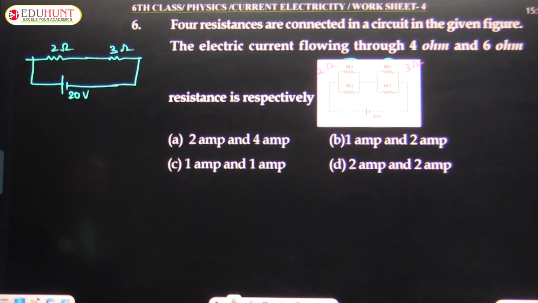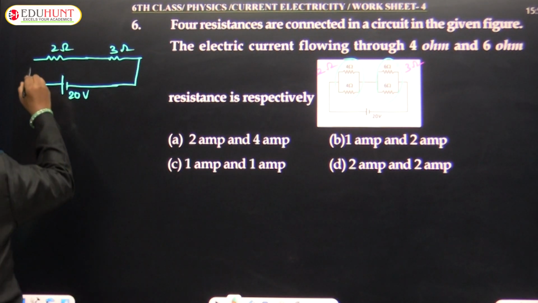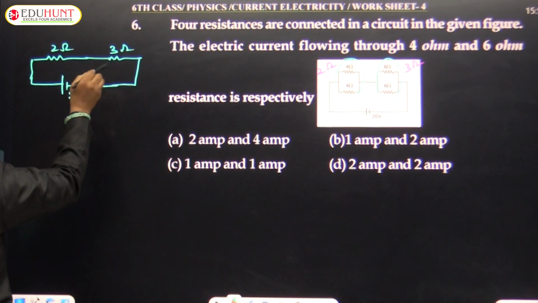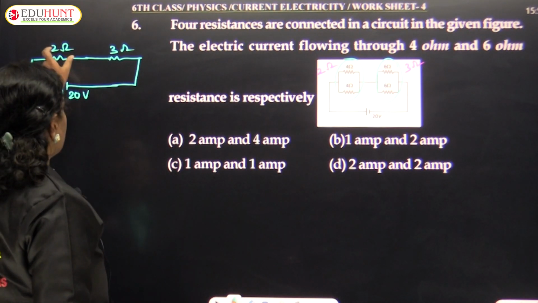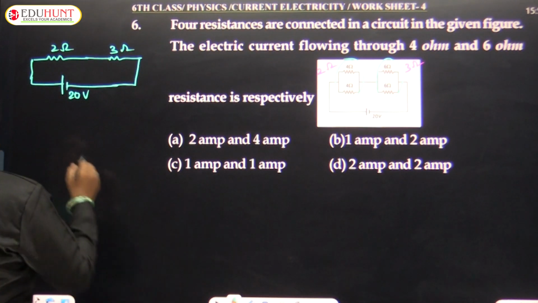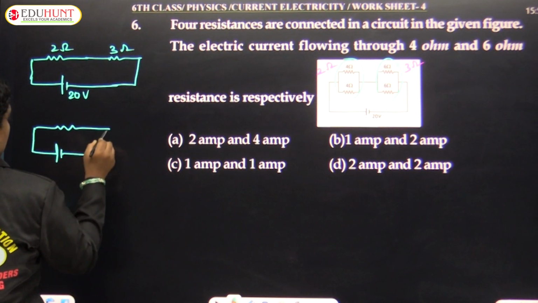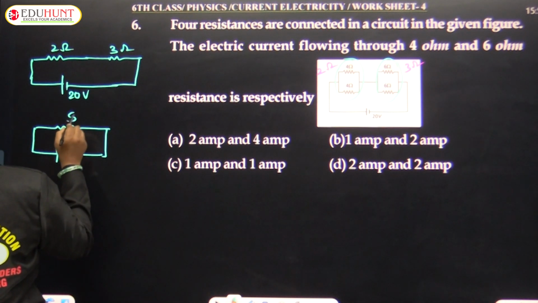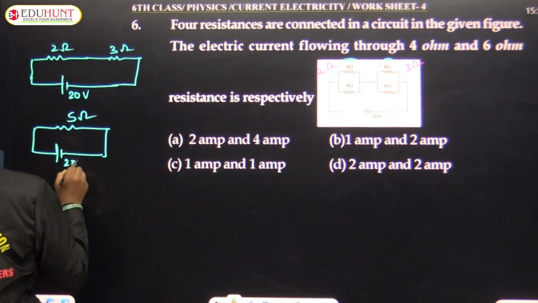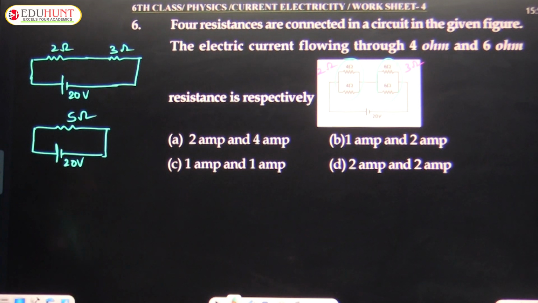Okay. So, you are asked to find the electric current in the 4 ohm. Now, in the picture you can't find anywhere the 4 ohm and 6 ohm. First of all, let us simplify this. If you observe this again, this 2 and 3 are connected in series. So, totally the equivalent resistance is 2 plus 3 is 5 ohms connected to 20 volts.